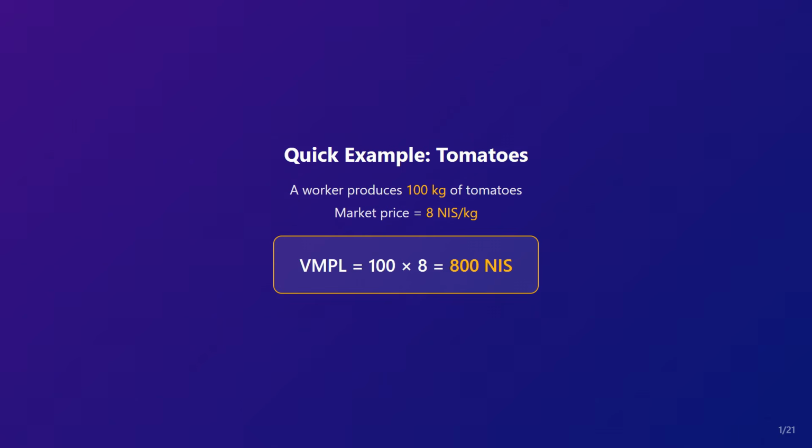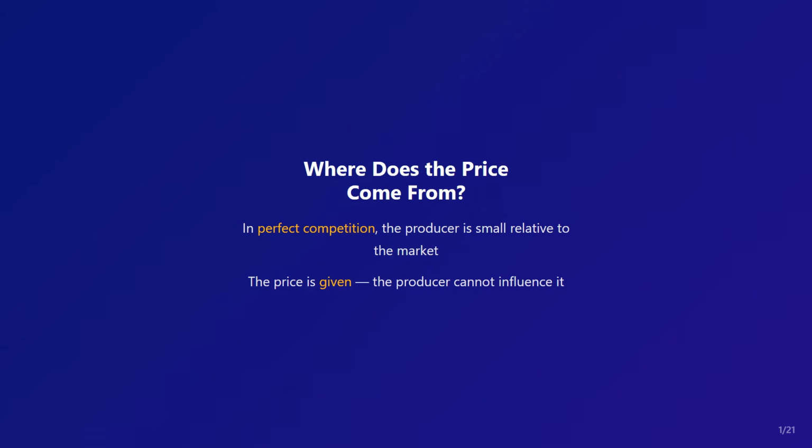How do we denote it? VMPL. The V stands for value, and MPL stands for marginal product of labor. So VMPL equals the marginal product times the price. In formula form, VMPL equals MPL times P. In our example, 100 times 8 equals 800 shekels. This means this worker produces output worth 800 shekels per month.